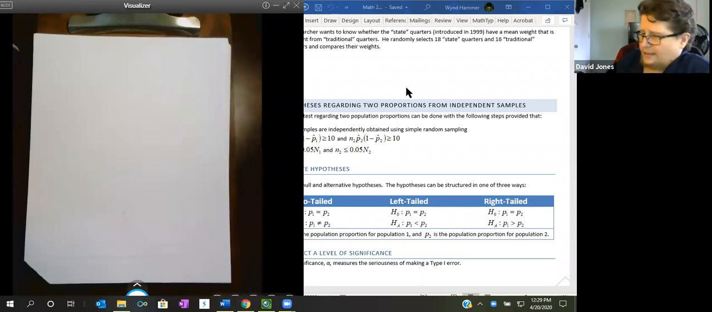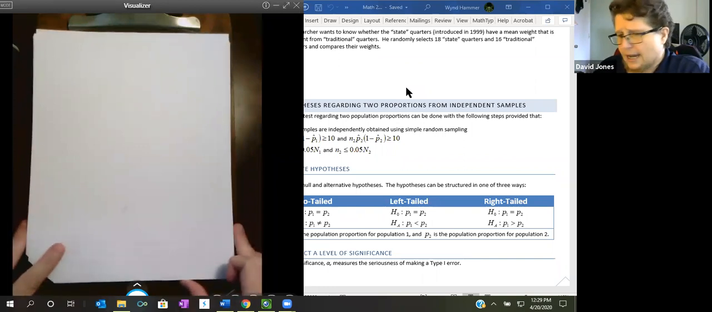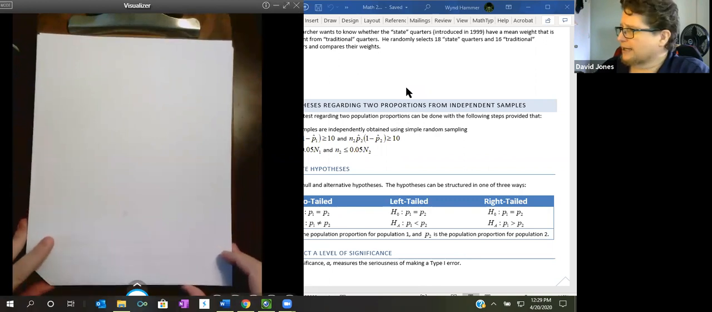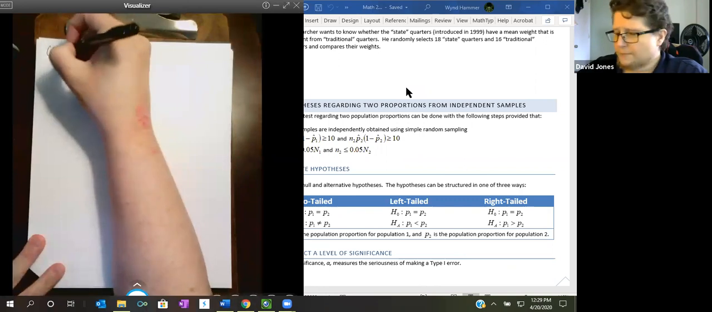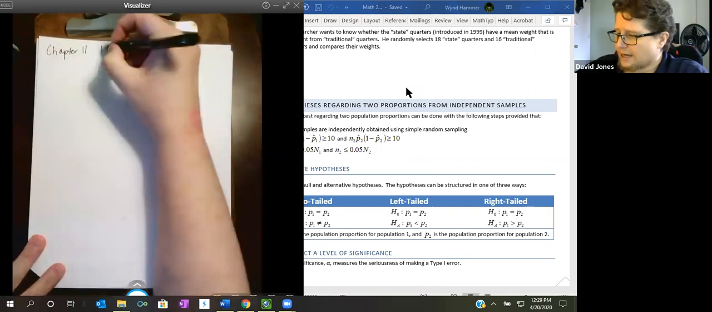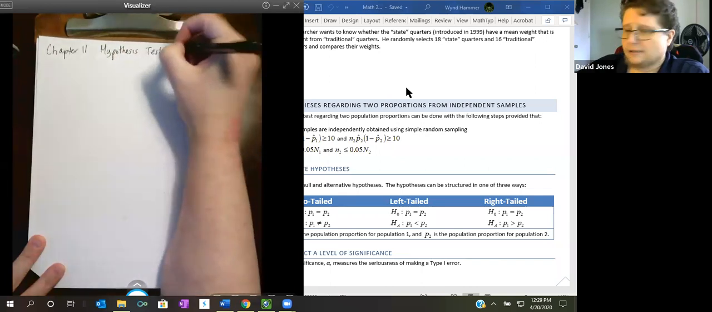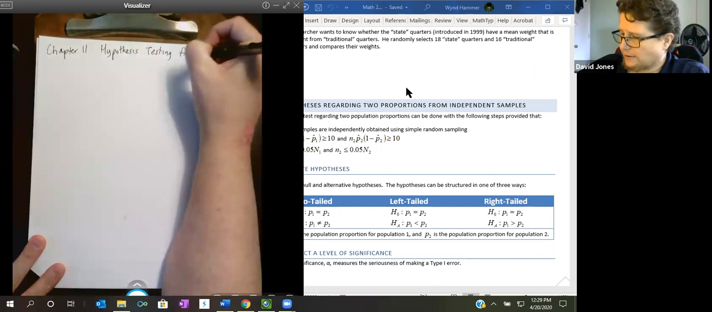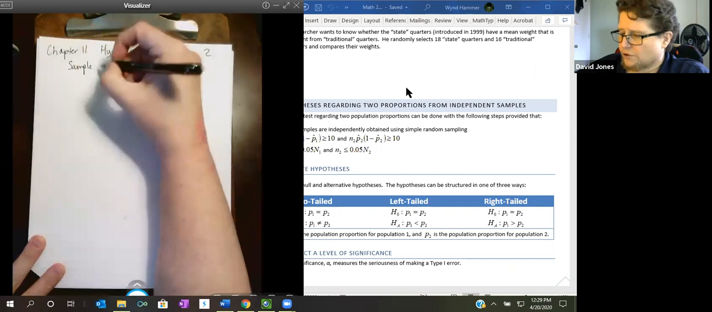This is Introduction to Statistics, Math 21, Spring 2020, College of the Sequoias. And in this section, we're going to be looking at Chapter 11. Chapter 11 looks at doing hypothesis testing with two samples. So Chapter 11 is hypothesis testing from two samples. Two sample groups.